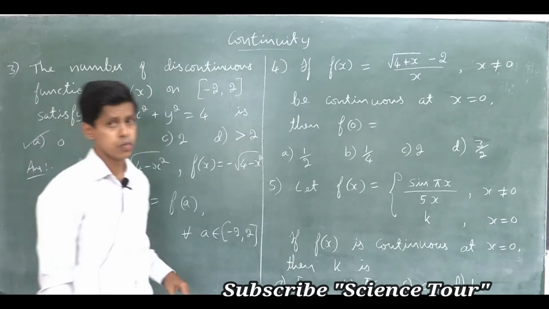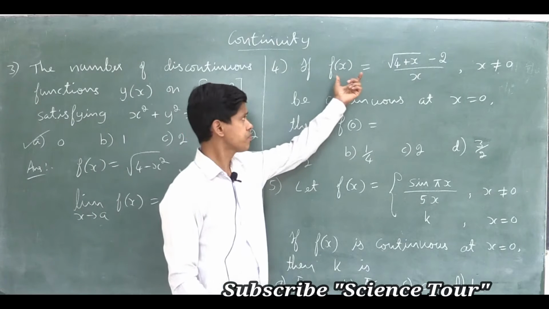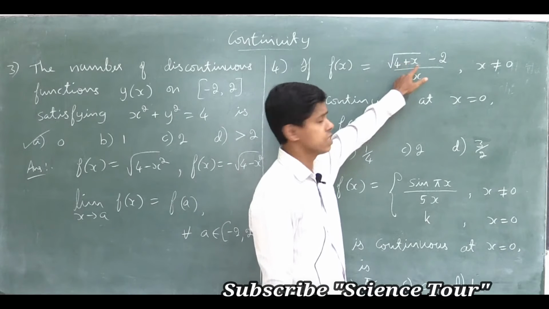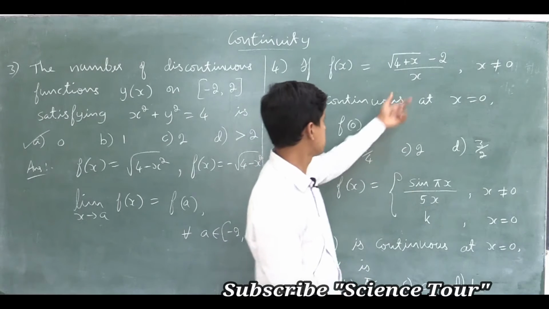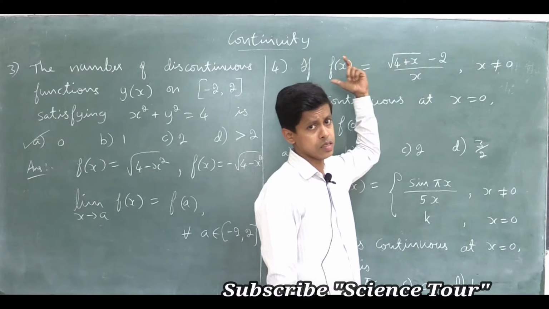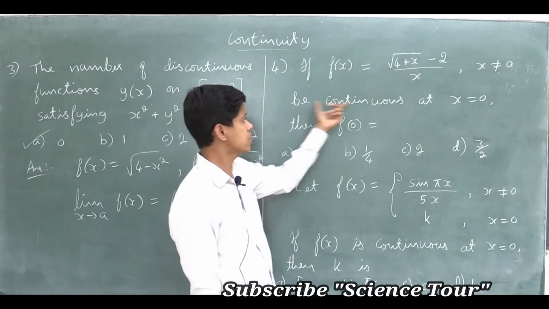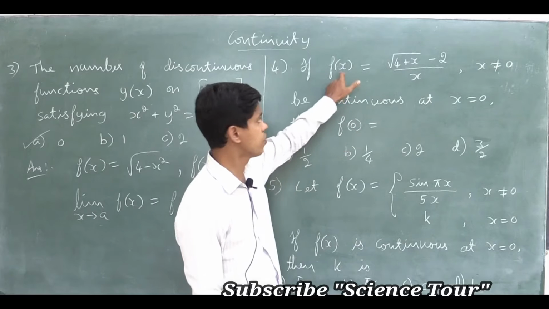Now let's move to the fourth question. In the fourth question, what is given? F of x is defined as under root 4 plus x minus 2 divided by x, where x is not equal to 0. Obviously x should not be equal to 0, otherwise the function is not defined. What is given is that the function is continuous at x is equal to 0. Then we need to find f of 0.